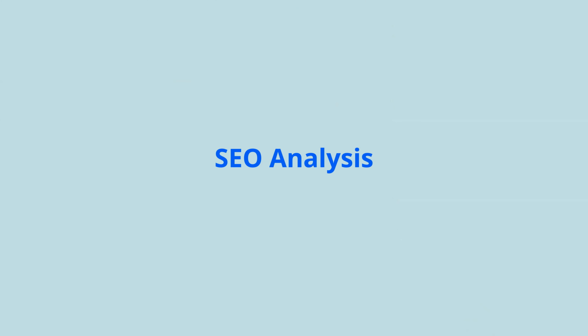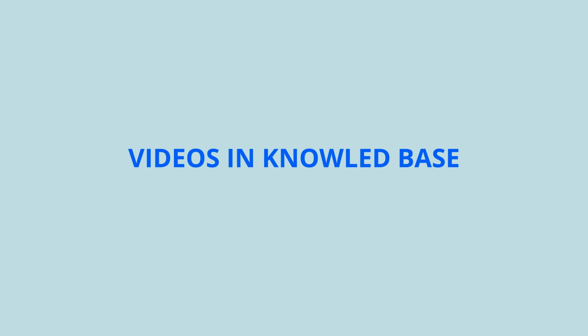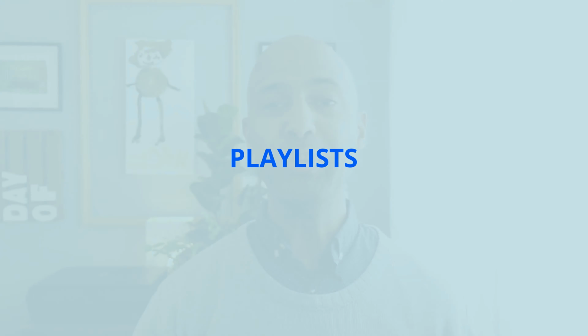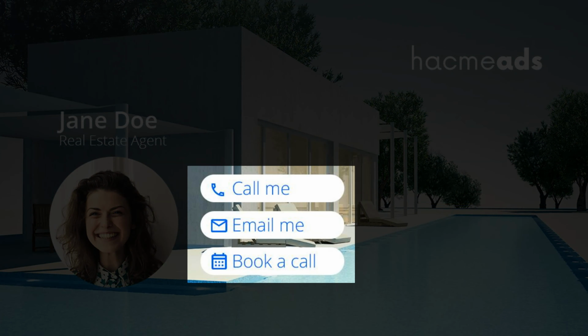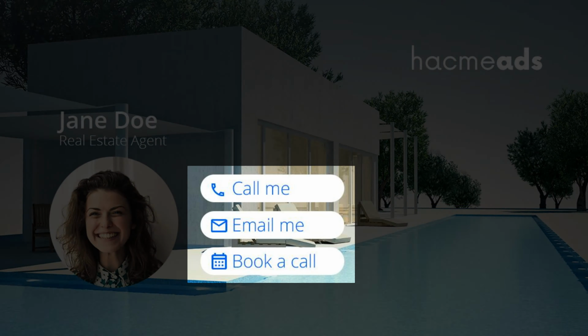Number 3, use SEO analysis to identify unanswered questions and then create videos for your social media platforms. Number 4, add videos to articles in your knowledge base. Number 5, create a playlist to help users easily navigate through different videos to address questions, but offer a clear way to contact a human to know more about a topic.